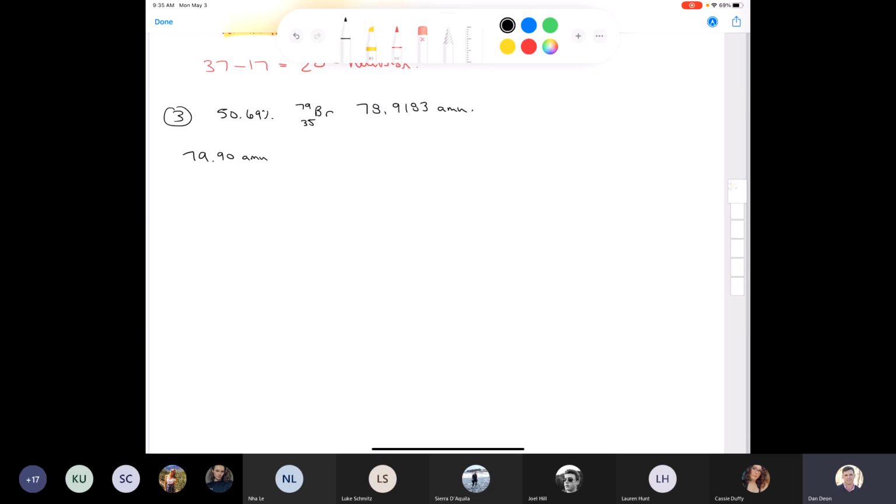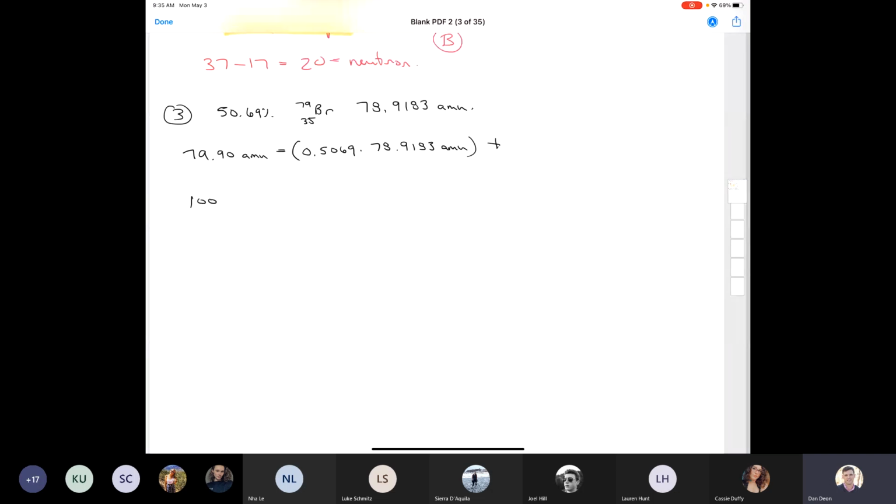Okay, it's that many atomic mass units. Now, if we have 2 isotopes and the relative abundance of the first one is 50.69%, we're going to say in a fraction of 1, I have 0.5069 times this mass, 78.9183 AMU, like that. Now, what's the other relative abundance?